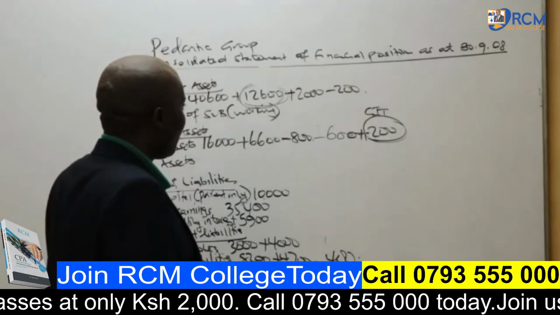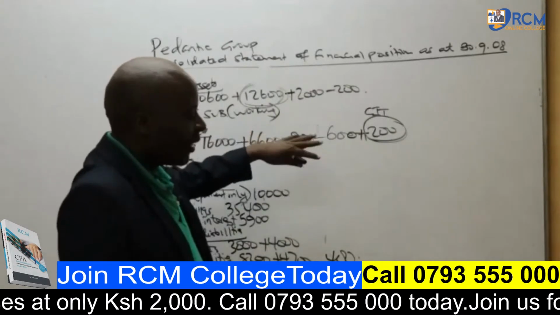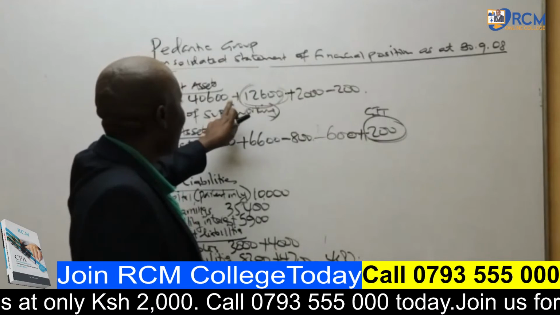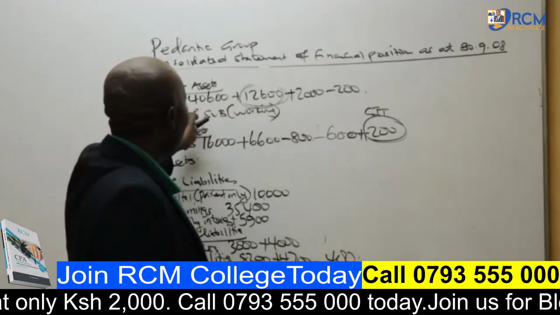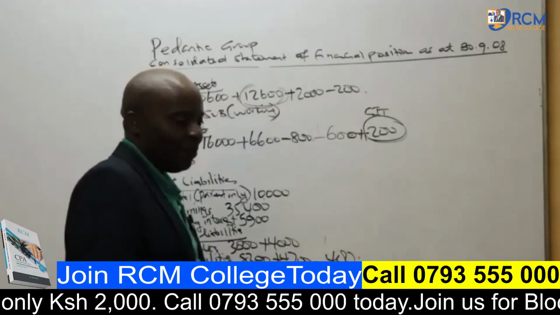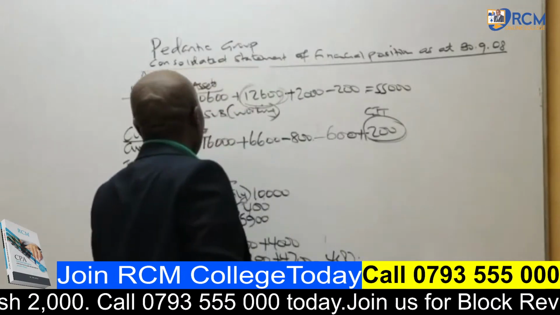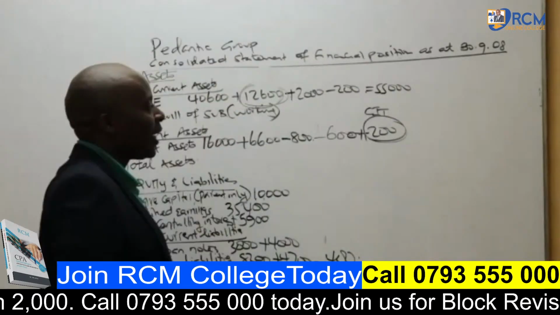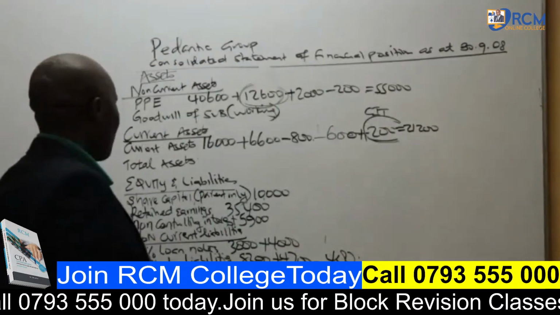Kabla ya working, because I would want to create some space, hebu nipatie hizi answers. So kama PPE ni ngapi? PPE Jackie anasema ni 55,000. Haya. Current assets. Nani ako na figure ya current assets? Loan notes, 10%.